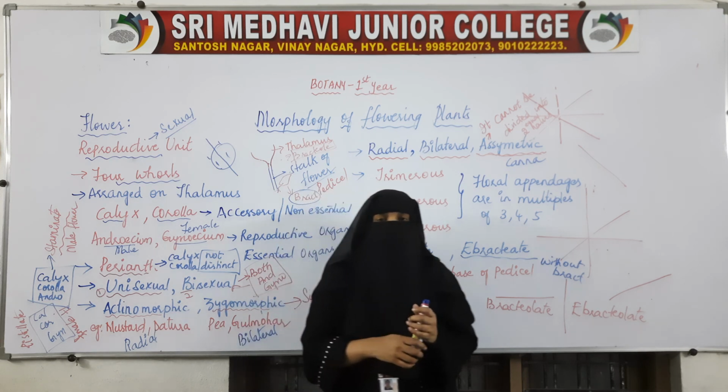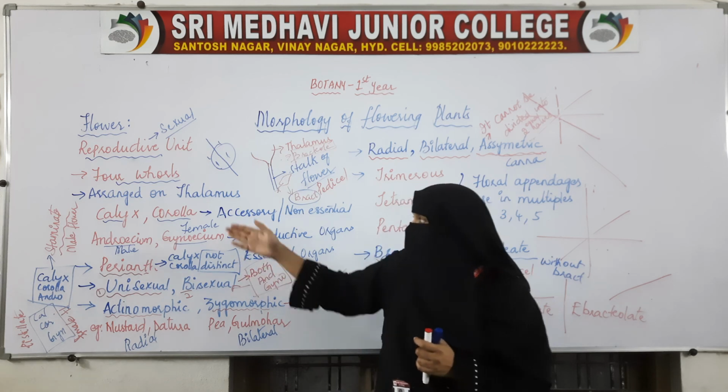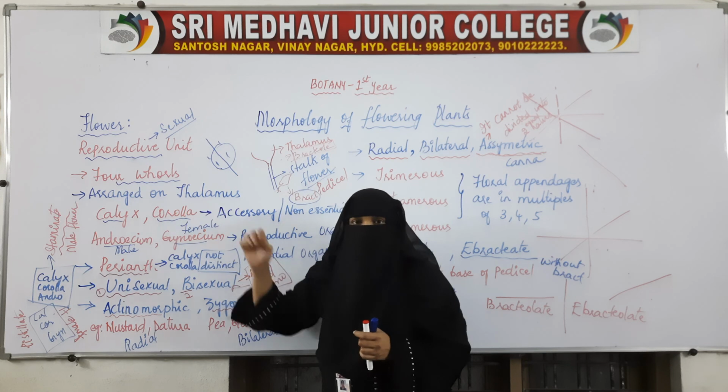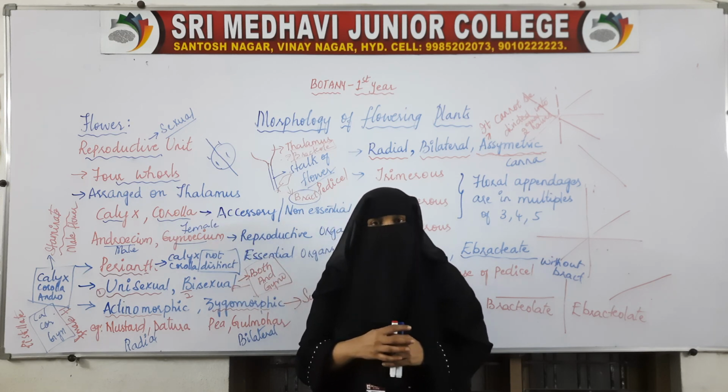So in the next class, we'll take up a few more terms. Then we'll move on to the different parts of the flower. We'll study in detail about the calyx, corolla, androecium and gynoecium and how they help in reproduction.